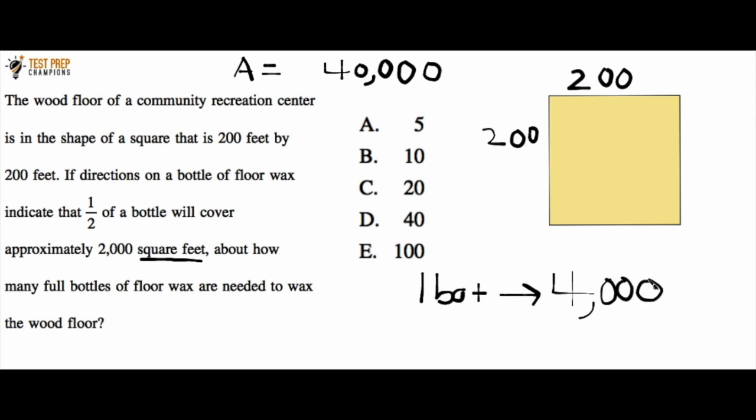So one bottle will cover 4,000 square feet, and we know that the total area is 40,000 square feet. To figure out how many bottles you would need, you would do 40,000 square feet divided by 4,000 square feet. That gives you exactly 10, which is B. So B is the right answer here, 10. This is a little bit of a tricky question, so if you got this right, great work, and if not, great work for sticking with me so far into the video.